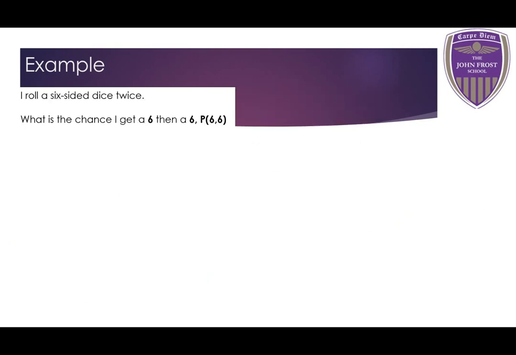I roll a 6-sided dice twice. What is the chance I get a 6 and then a 6? In other words, what's the probability of rolling 2 sixes in a row? So P of 6 and 6. 2 sixes in a row when I roll a dice.